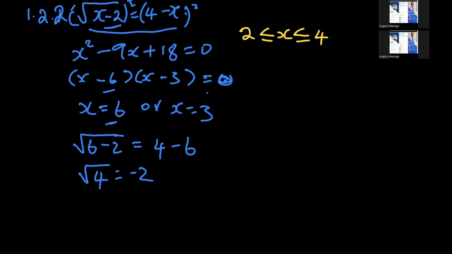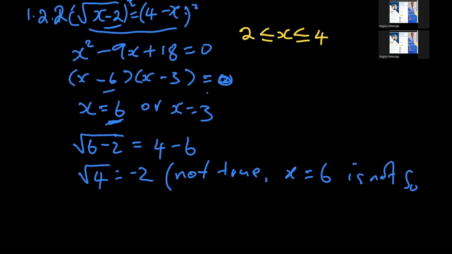Now we understand that this is not true. It won't be true because remember, an expression under a square root cannot give you a negative number. So this is not true. So x equals 6 is not the solution. Let's move on to another one. I'm just going to scratch this because of space.